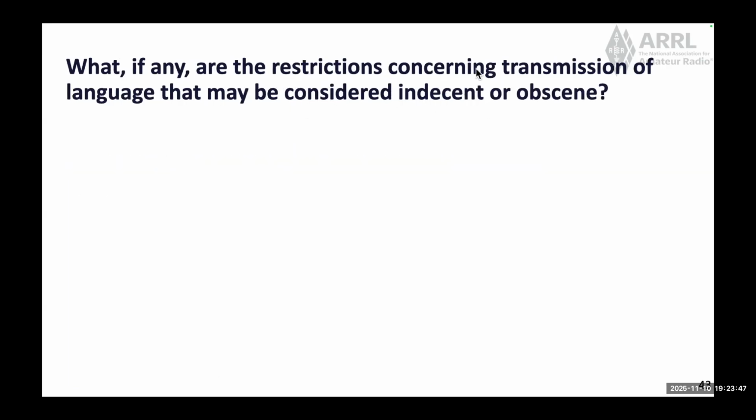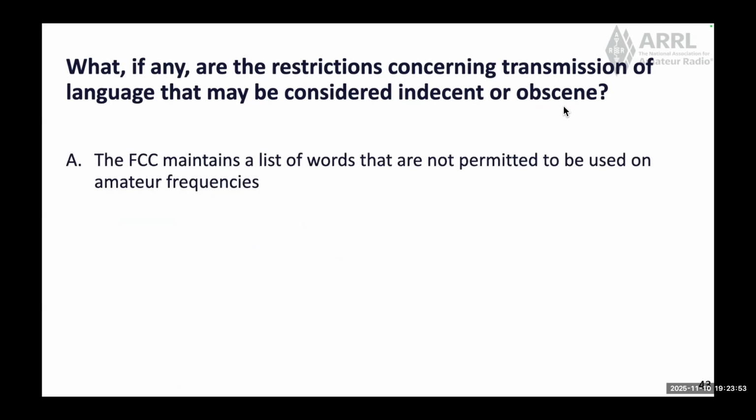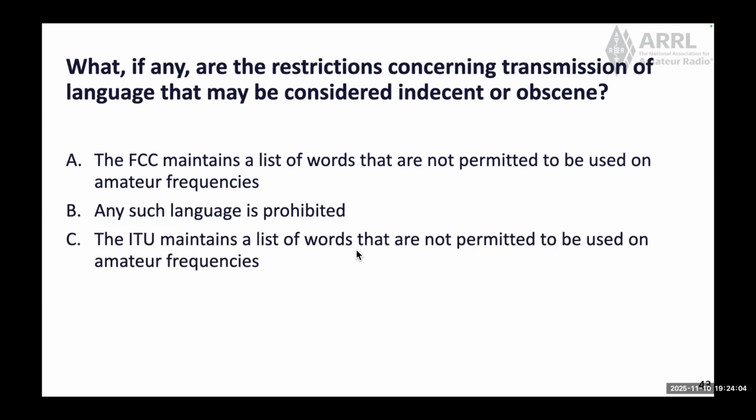What, if any, are the restrictions concerning transmission of language that may be considered indecent or obscene? A, the FCC maintains a list of words that are not permitted or used on amateur frequencies. B, any such language is prohibited. C, the ITU maintains a list of words that are prohibited. D, there's no such prohibition. The answer is going to be B.